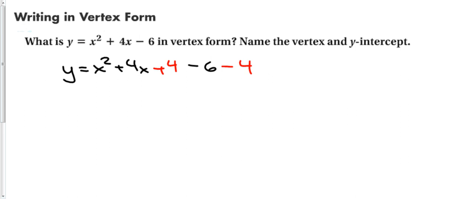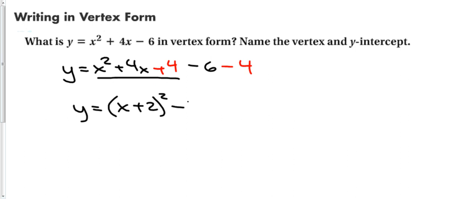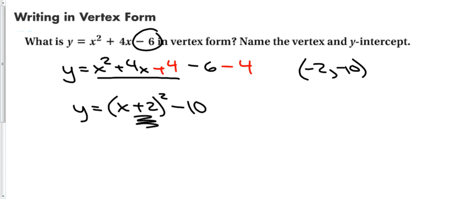The reason why I want to change it like this is so I can factor this first piece. So now I have y is equal to x plus 2 squared minus 10, which makes my vertex negative 2, negative 10. Remember to reverse the sign right here because the equation has an x minus h. Okay? And my y-intercept is still going to be negative 6. Remember, don't forget about that. Now in my standard form, my y-intercept is negative 6. Okay?